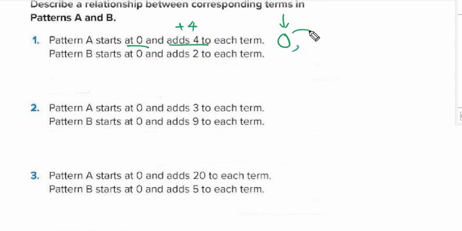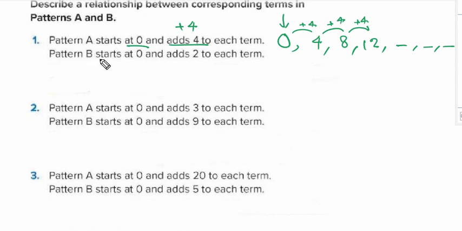So 0 plus 4 is 4. 4 plus 4 is 8. 8 plus 4 is 12. And like this, you can write terms. So fill in the blanks, do it yourself.